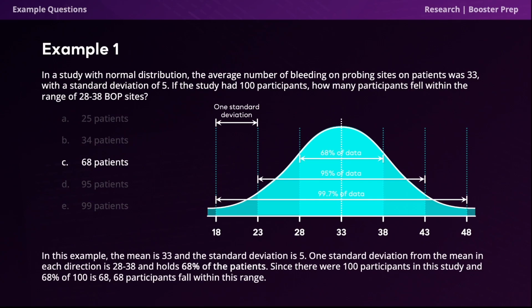So in this example, the mean is 33 and the standard deviation is 5. One standard deviation from the mean in each direction is 28 to 38 and holds 68% of the patients. Since there were 100 participants in this study and 68% of 100 is 68, 68 participants fall within this range. Therefore, option C is the correct answer.